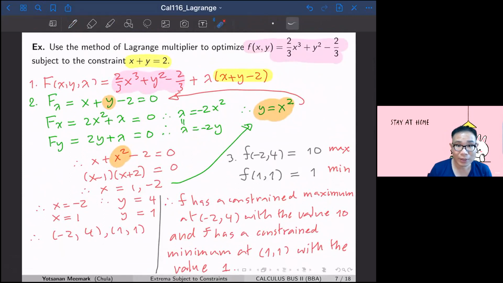Okay, so next time we're gonna do the word problem and you're gonna see the application of this technique, and this technique is called the Lagrange multiplier. Okay, so that's all.